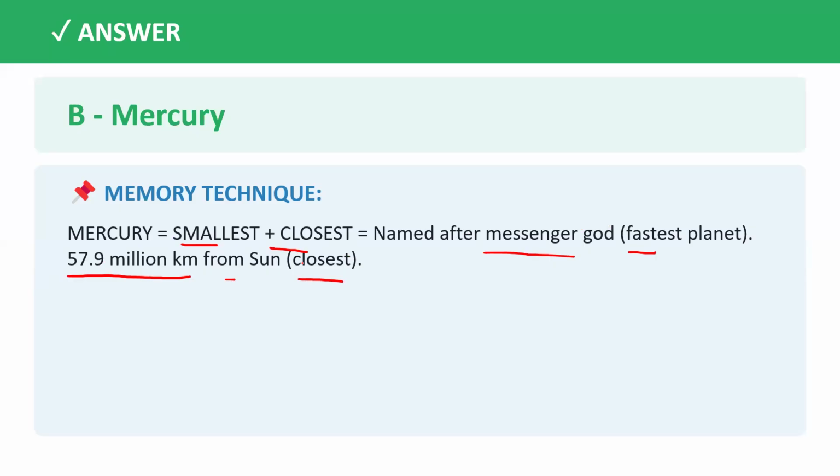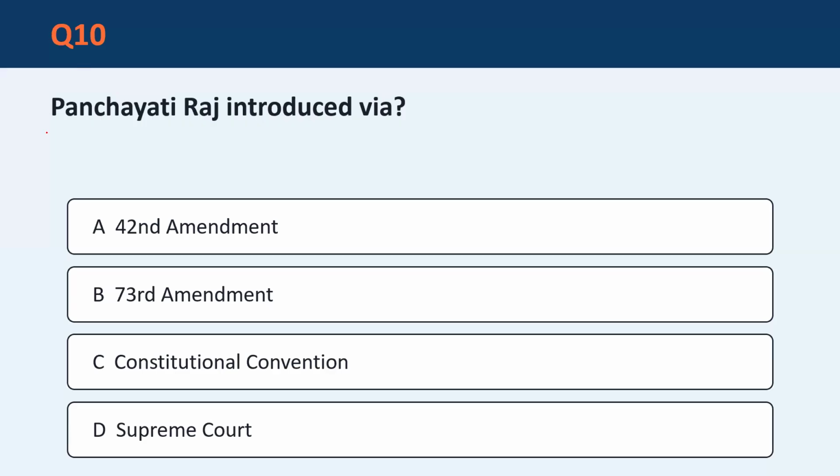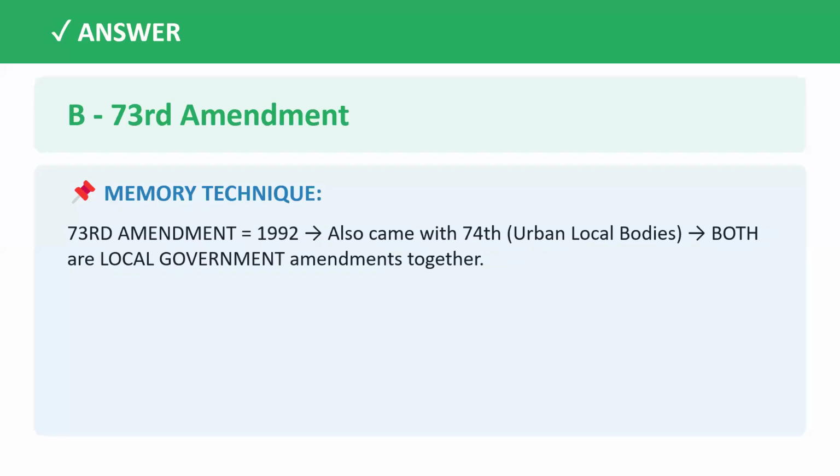The next question is, Panchayati Raj was introduced via. So the options are 42nd Amendment, 73rd Amendment, Constitutional Convention, and Supreme Court. And the correct answer is 73rd Amendment.